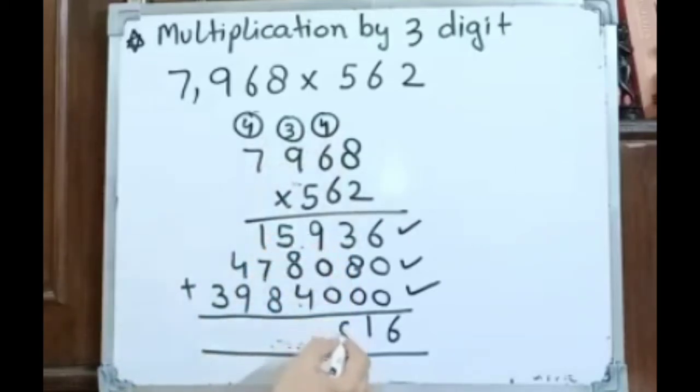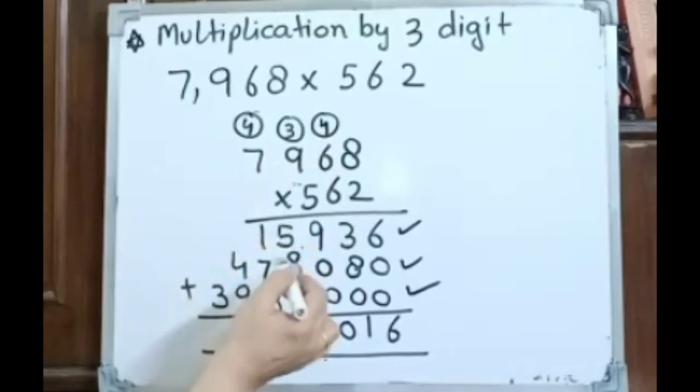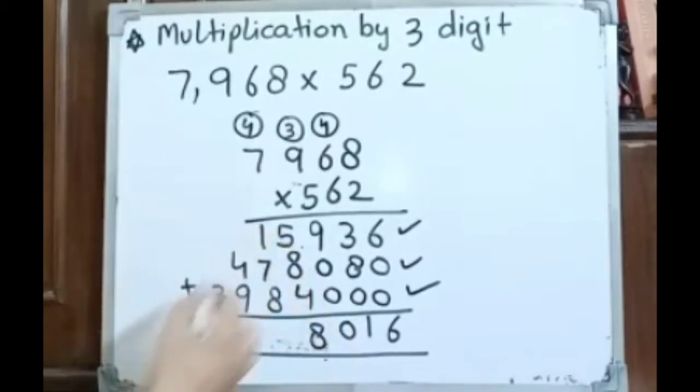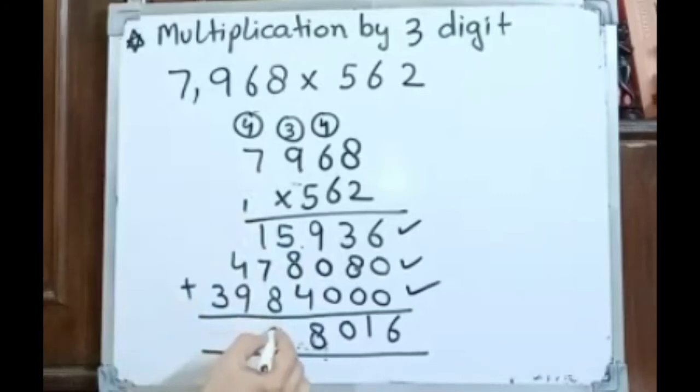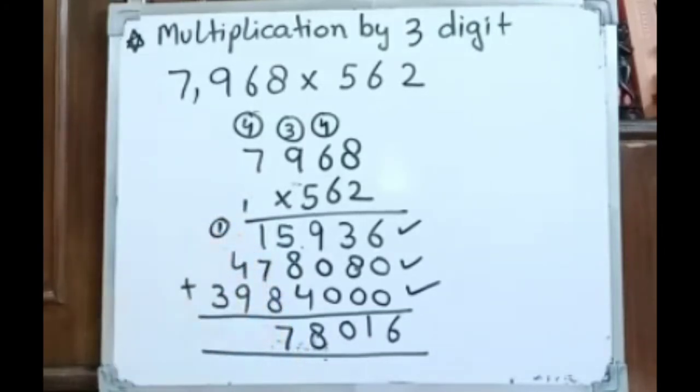9 plus 1, 10, 0, carry over 1. 1 plus 5, 6. 6 plus 8: 6, 7, 8, 9, 10, 11, 12, 13, 14. 14 plus 4, we have 18. Carry over 1. So now 1 plus 1, 2 and 7, 9. 9 plus 8, 17. Carry 1. So 4 plus 1, 5.